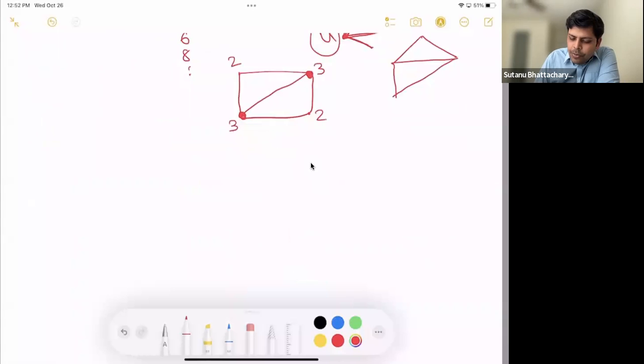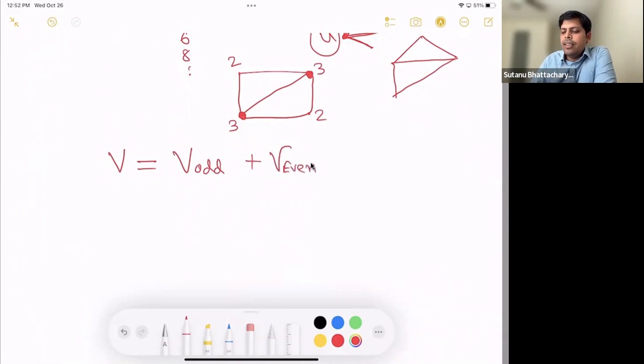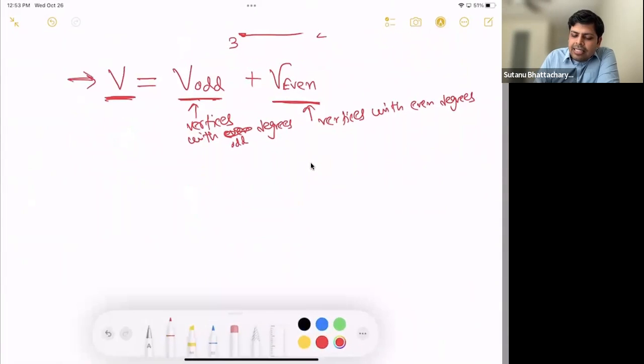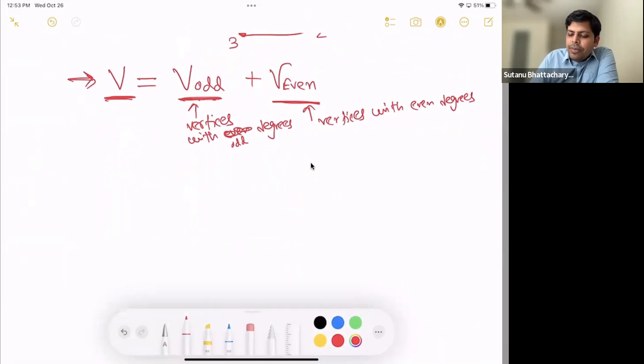Okay, same thing. So what would be the proof? Let's see. V equals V odd plus V even. What does that mean? Let's assume that in your graph, the number of vertices is V, the set of all vertices. Let's assume there are some vertices with odd degrees and some vertices with even degrees. So this is all vertices, this is vertices with odd degrees, and this is vertices with even degrees. We can assume that this set V equals V odd plus V even.